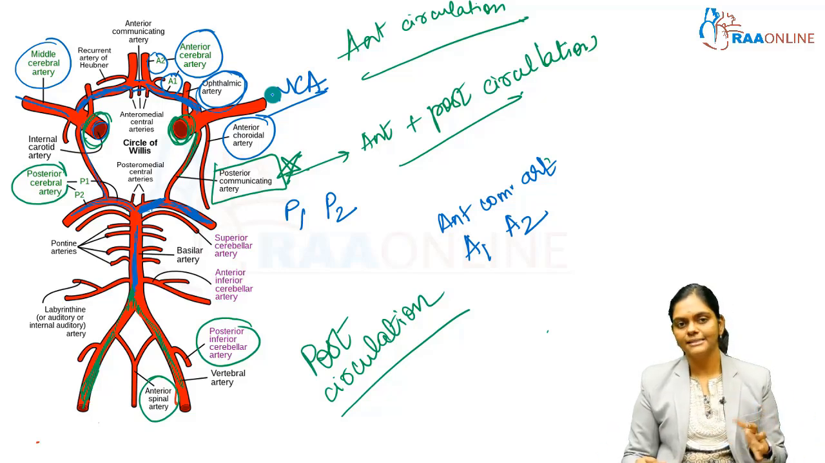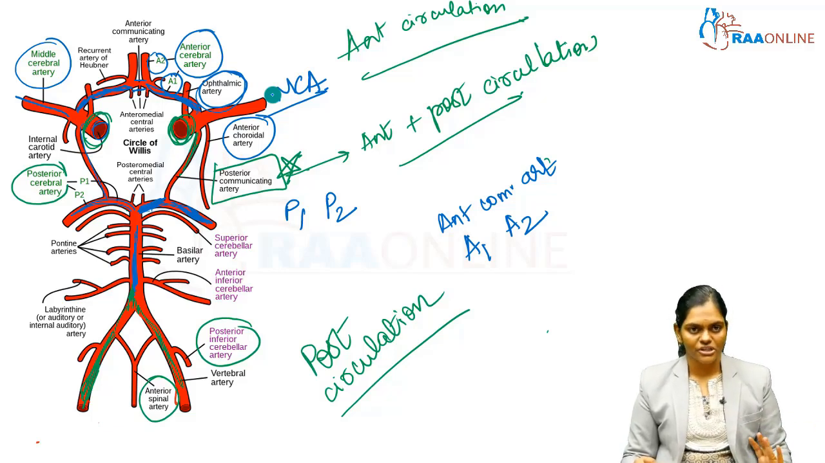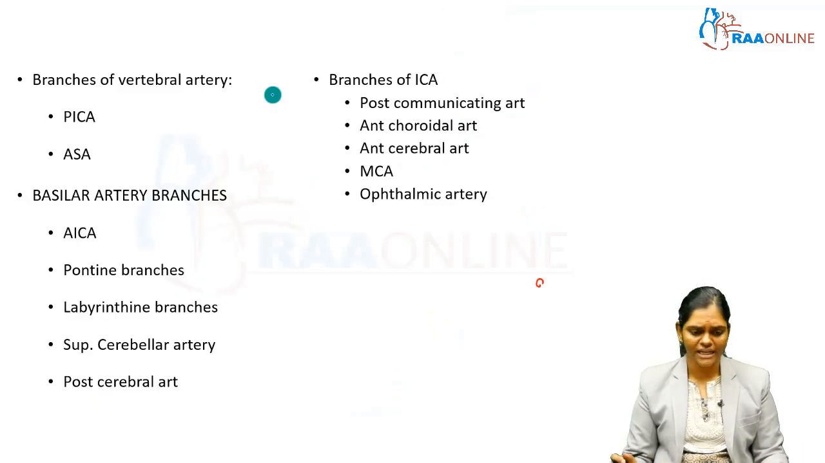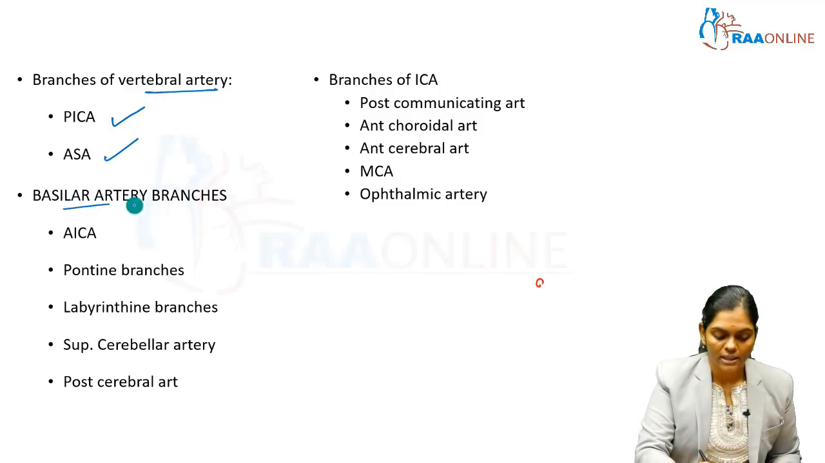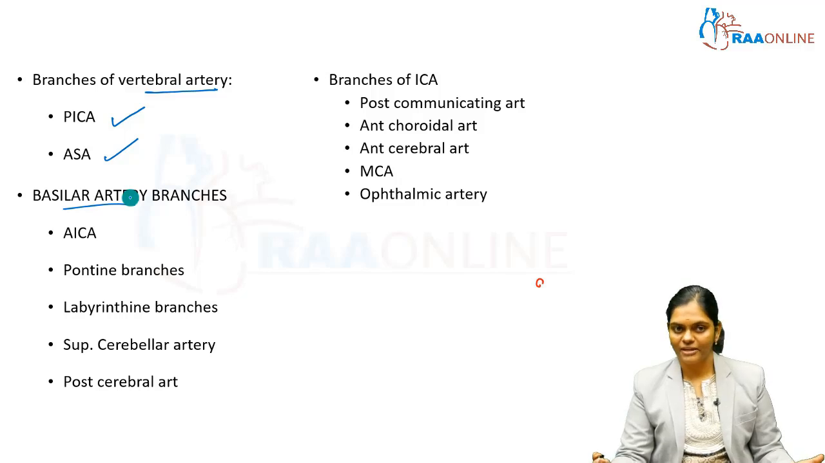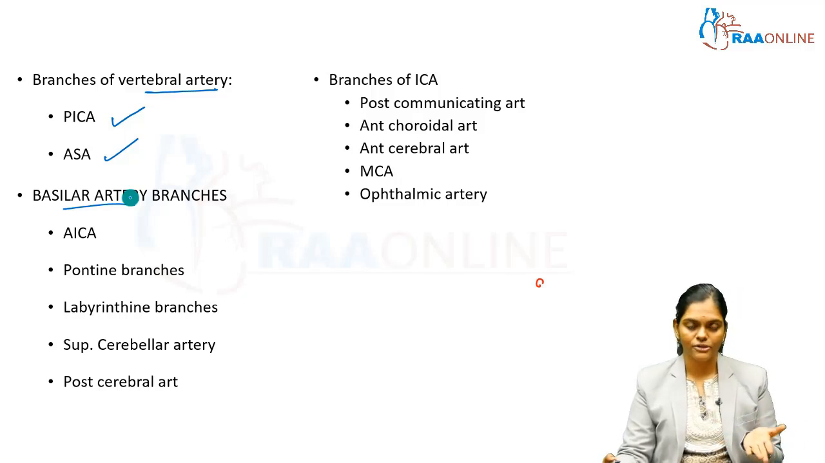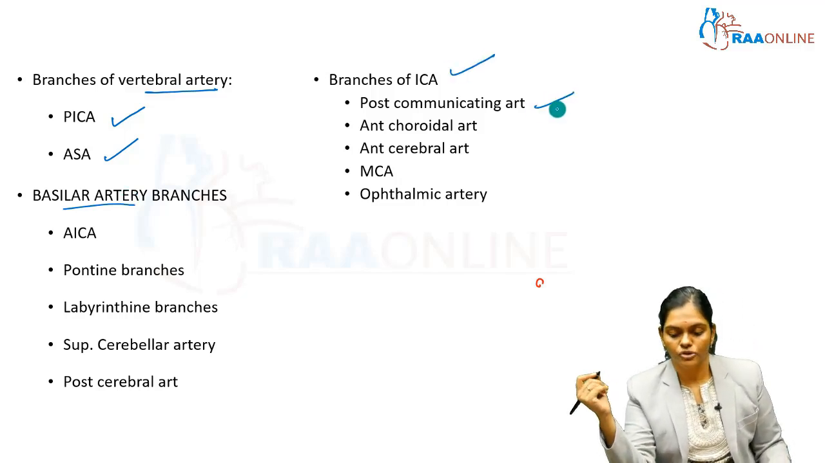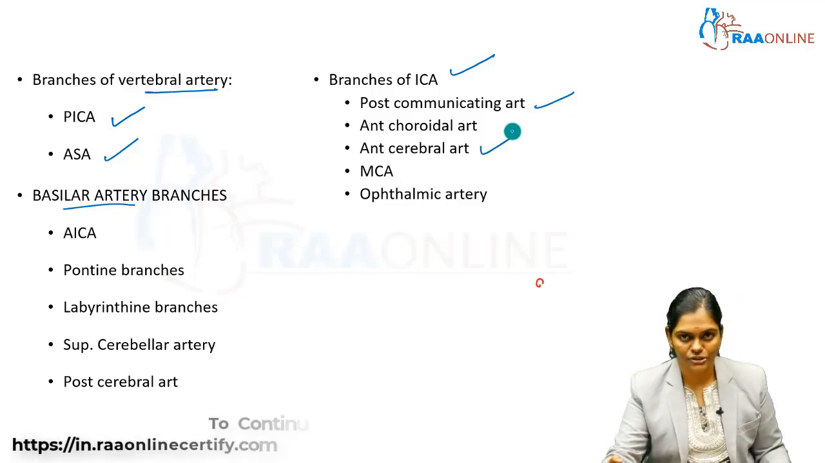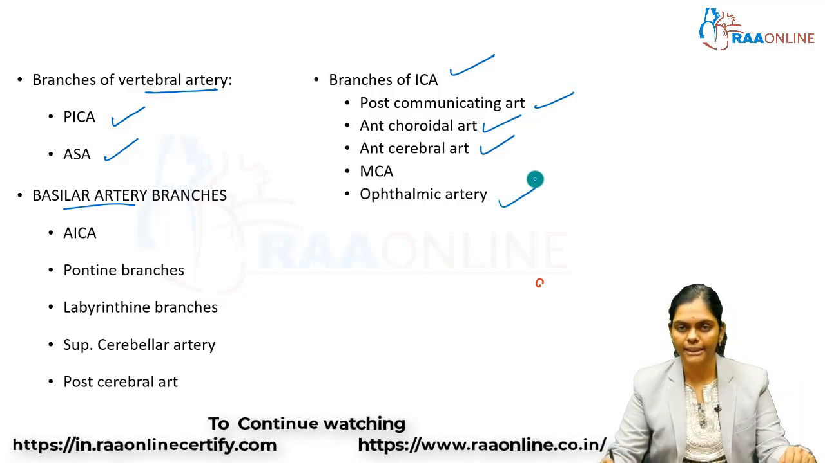Once we understand this, the localization further also will be easier, and with this we will start the introduction of stroke. Again, I have given the branches. PICA and ASA are branches of the vertebral artery. What are the basilar artery branches? Anterior inferior cerebellar artery, pontine branches and labyrinthine branches, superior cerebellar artery and posterior cerebral artery. Branches of the ICA, the first branch we learnt, posterior communicating artery, then anterior cerebral artery. The two other branches are the anterior choroidal artery and ophthalmic artery. It continues as the middle cerebral artery.